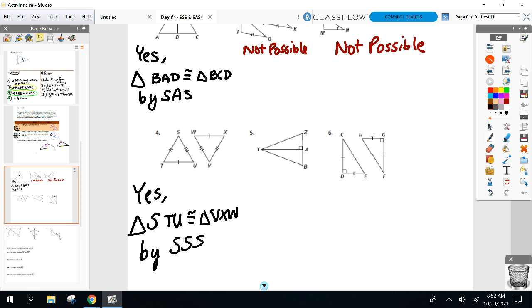Okay, what about 5? These 2 triangles. No, it doesn't say anything. Well, let's see. I got the right angles. I have a reflexive side. Anything else? I need something else, right? I need at least a third pair. Nothing.